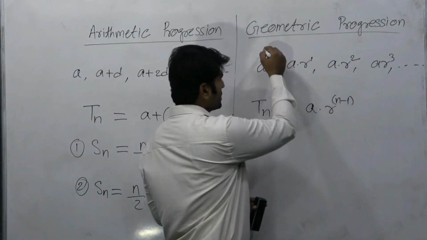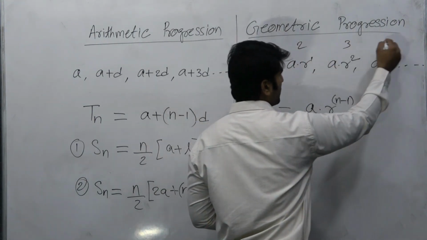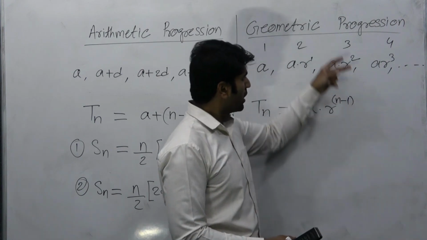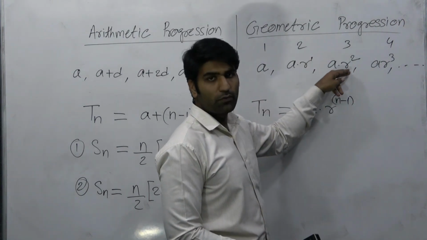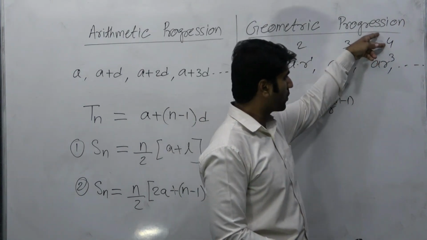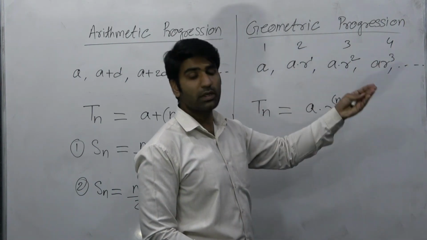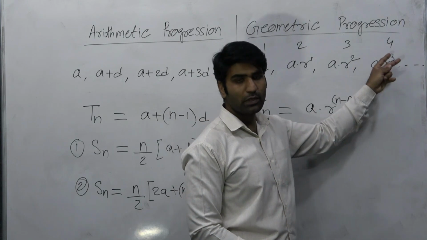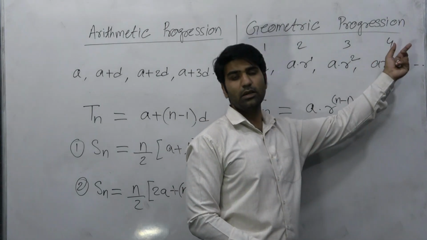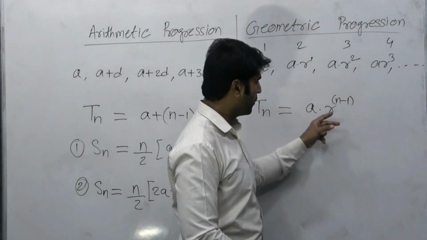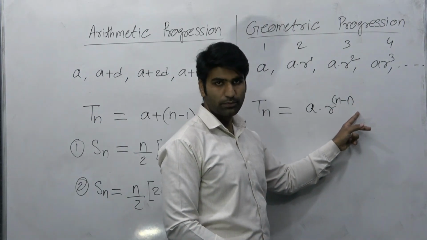This is the first term, second term, third term and fourth term. The term is third, but the power of r is 2. The term is fourth, but the power of r is 3. Similarly, if we want the nth term, then the power of r will be 1 less than the number of that term. Therefore, r raised to n minus 1.